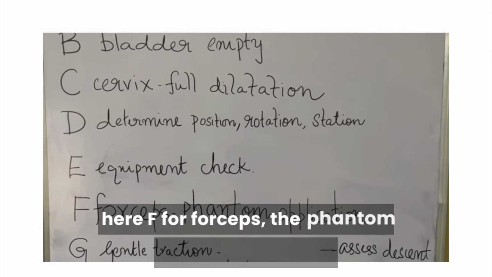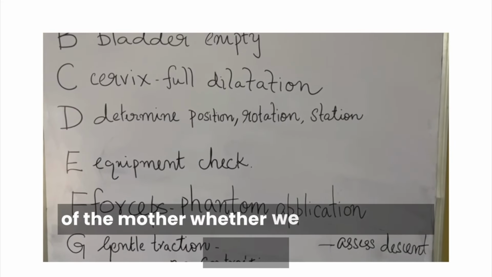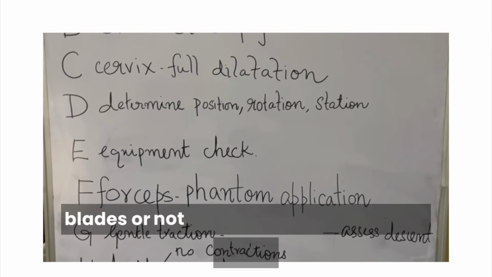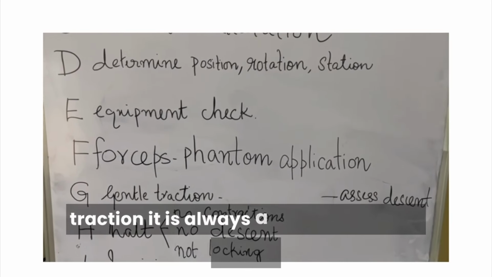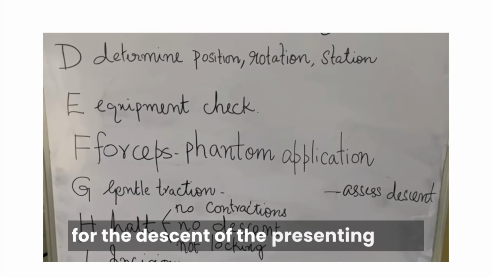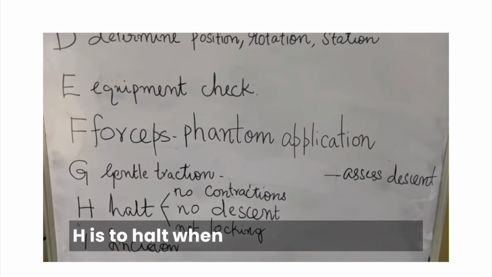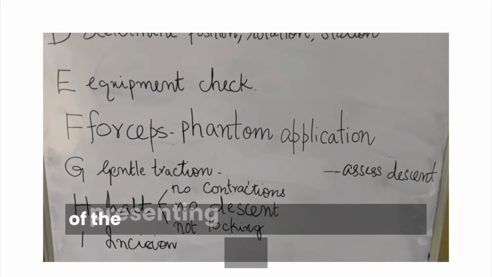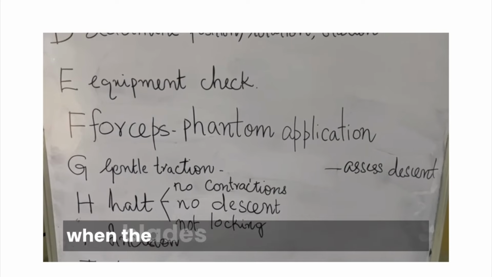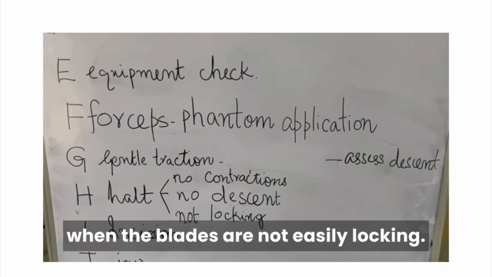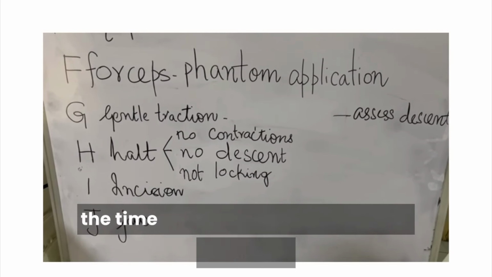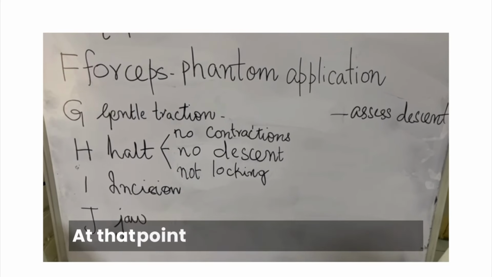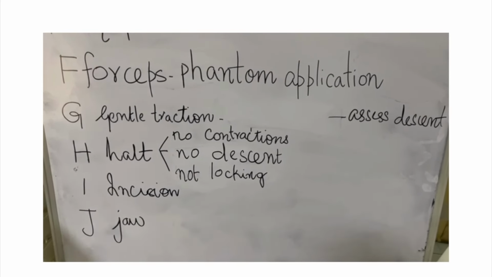F for forceps, the phantom application in front of the mother, whether we have selected the right blades or not. G for gentle traction. While giving traction, it is always a good practice to assess for the descent of the presenting part. H is to halt when the mother is not experiencing contractions, when there is no descent of the presenting part, that is the head, and when the blades are not easily locking. I is incision, that is the episiotomy, mediolateral, and J is the time when the jaw of the baby is delivered. At that point the blades are unlocked.